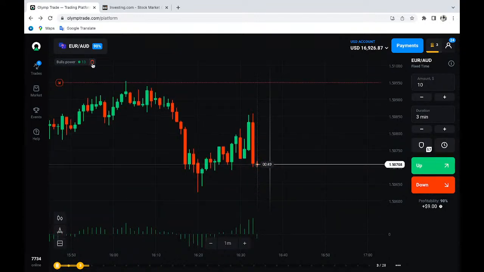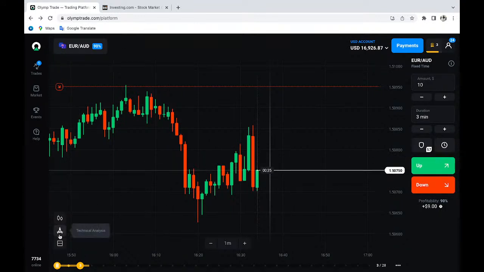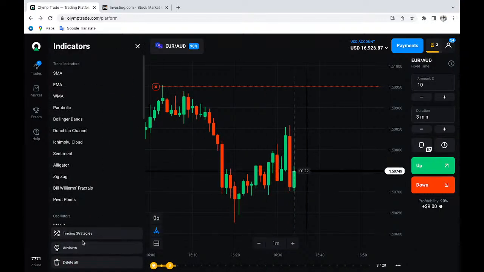The name of the strategy is Confrontation. It's really one of the simple strategies, and it gives really good results. So how to follow it? First, you have to click on this icon. We call it technical analysis, or you can call it the indicator button. So open the platform and click the indicator button. Then you will get the option of trading strategies advisor, and here you will get all the indicators.